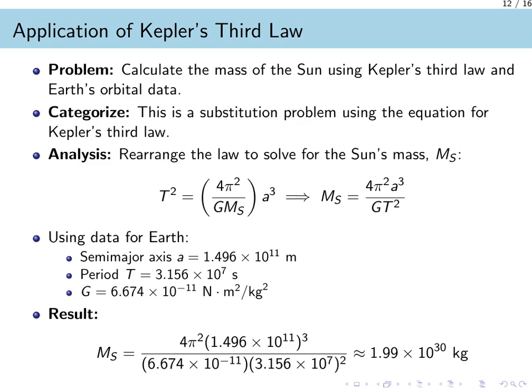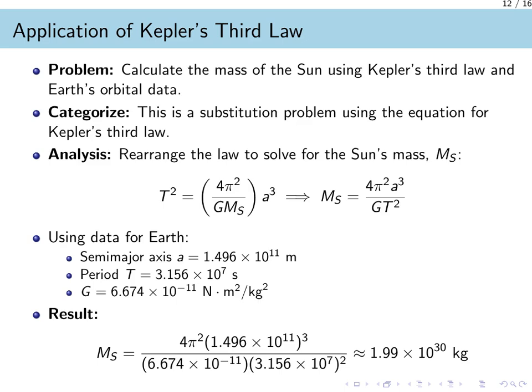Next, we gather the necessary orbital data for a planet orbiting the Sun. Using the Earth, we know its semi-major axis, a, is approximately 1.496 times 10 to the power of 11 meters, and its period, t, is about 3.156 times 10 to the power of 7 seconds. We also use the known value for the gravitational constant, g.